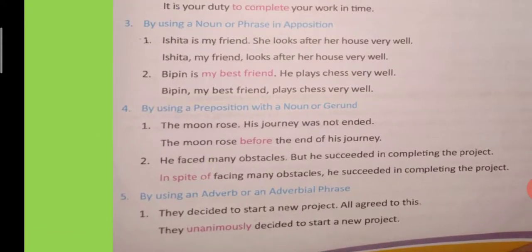The fifth point is by using an adverb or an adverbial phrase. Here, you have to change this into a single simple sentence. They decided to start a new project. All agreed to this. Here, an adverb adds something to the meaning of a verb. So here, they unanimously decided to start a new project.